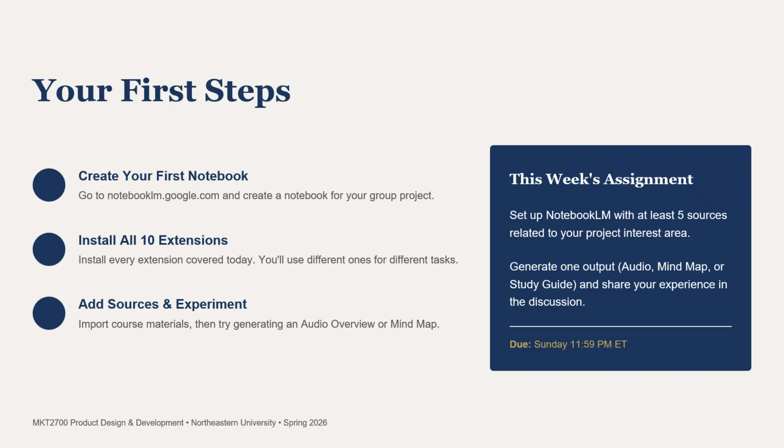Step 3. Add sources and experiment. Import some course materials, like this week's assignment or every week's assignment, and do some deep research on relevant related articles and sources for that to add to your data source. Then check out YouTube, do a search against those to any related videos you might find there. Maybe use deep research to find additional resources. Then generate an output. Try the audio overview or the mind map or even a slide presentation and see what happens.